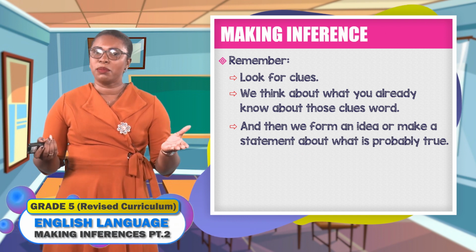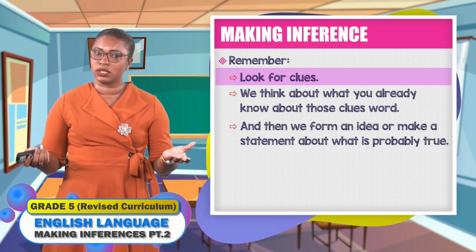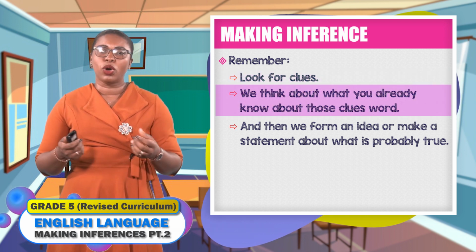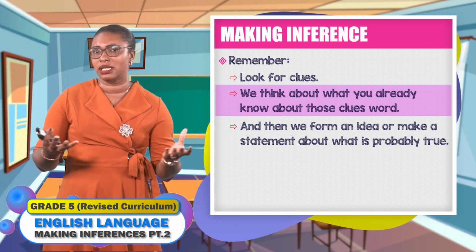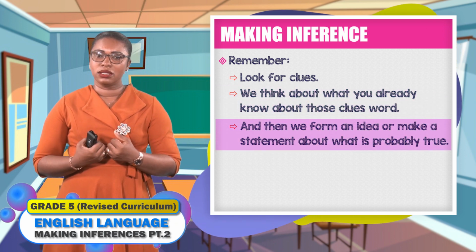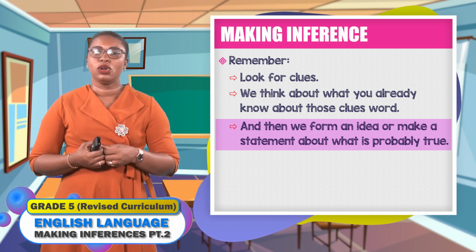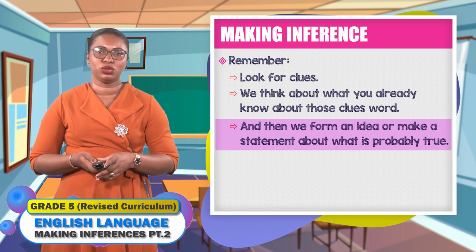Now, remember, when we are making inferences, we look for clues. We then think about what we already know about those clue words or the sentence that we have taken as a clue. When we have done that, we then form an idea or we make a statement about what we think is probably true.